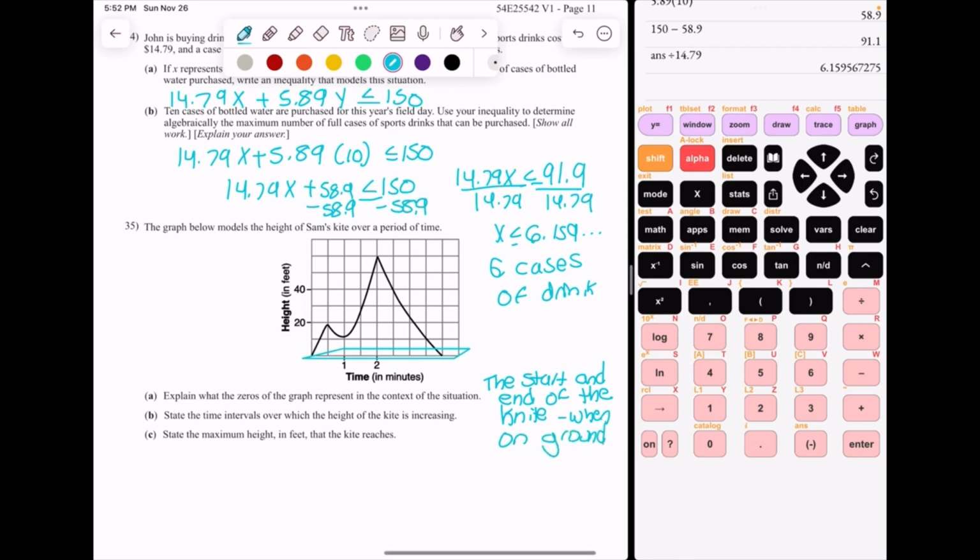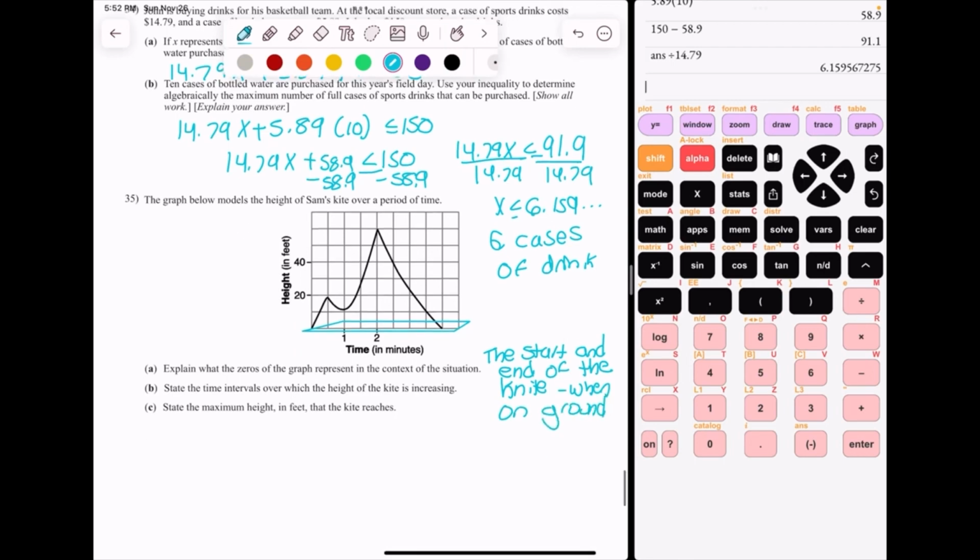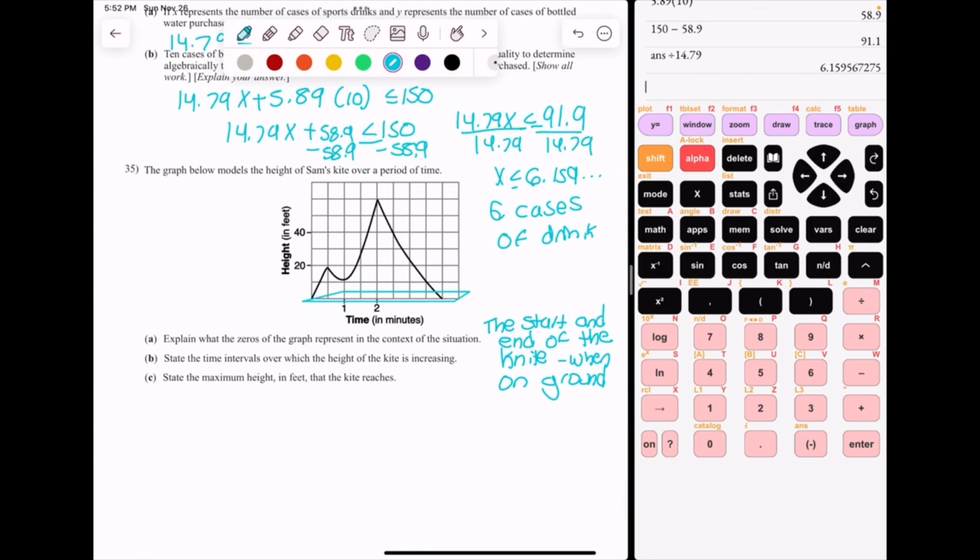All right, B, state the time intervals in which the kite is increasing. It's increasing right here from 0 to 0.5. Then right here it starts increasing again from 1 to 2. Good. State the maximum height in feet that the kite reaches. It's right here, which is 60. 60 feet.